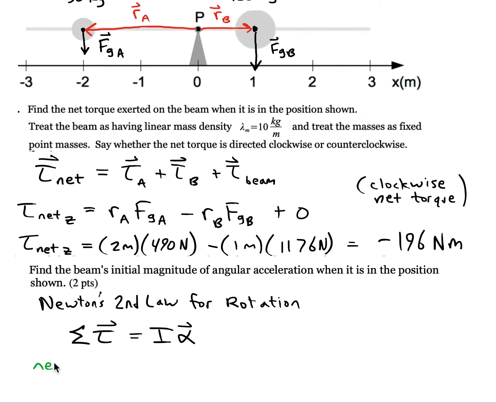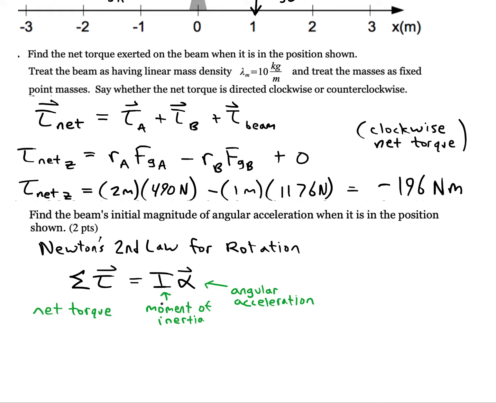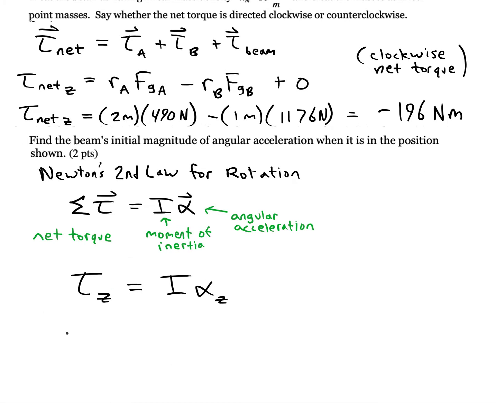Alright, so this is the net torque on the left. This is the moment of inertia here. And this is, of course, the angular acceleration. When it comes to these quantities, we want to plug in our quantities. We could do it with respect to the z-axis, which means we can put in a positive or negative. So put a negative 196 newton meter torque here.